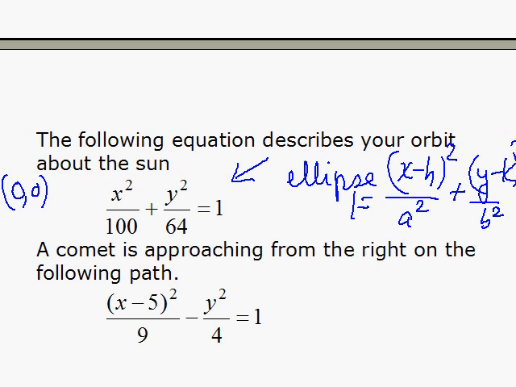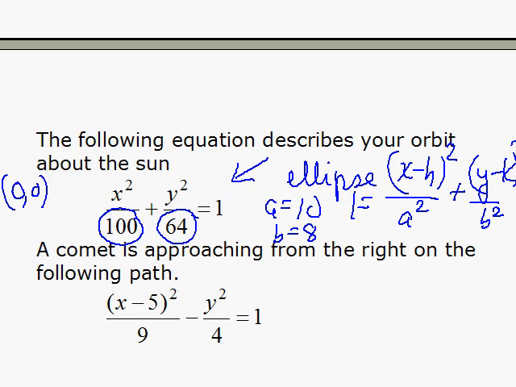The a squared appears down here. If this is a squared, then a is 10. The b squared is here, and the b is therefore 8. That means starting at 0, you go plus or minus 10 in a to get the major axis, and plus or minus 8 in b to get the minor axis, and then you connect those, and that will be your ellipse. Now we go down here and look at the equation for the comet.